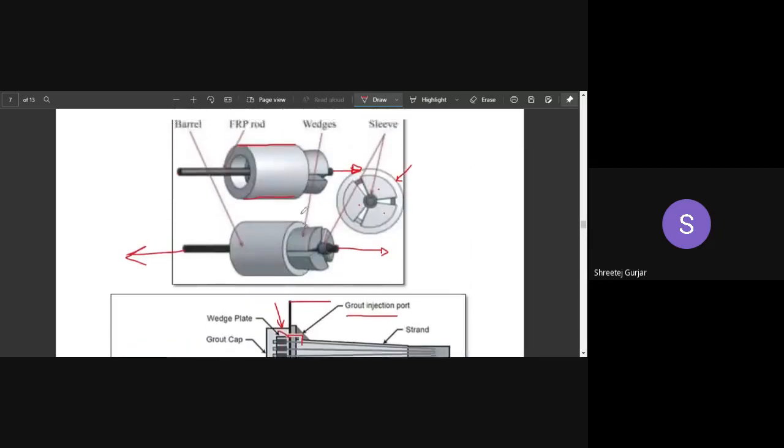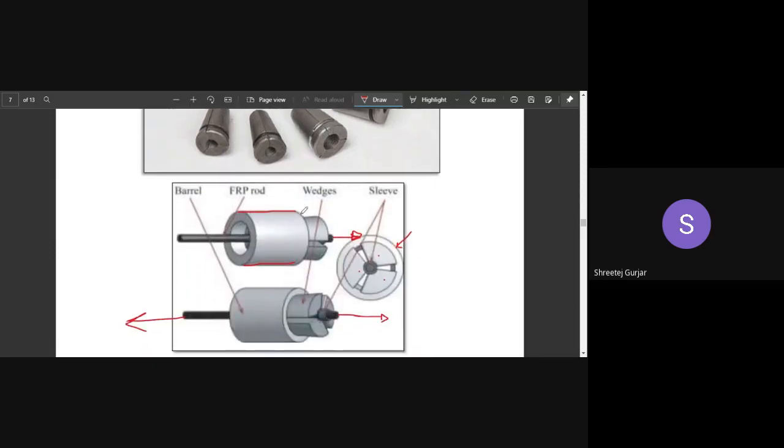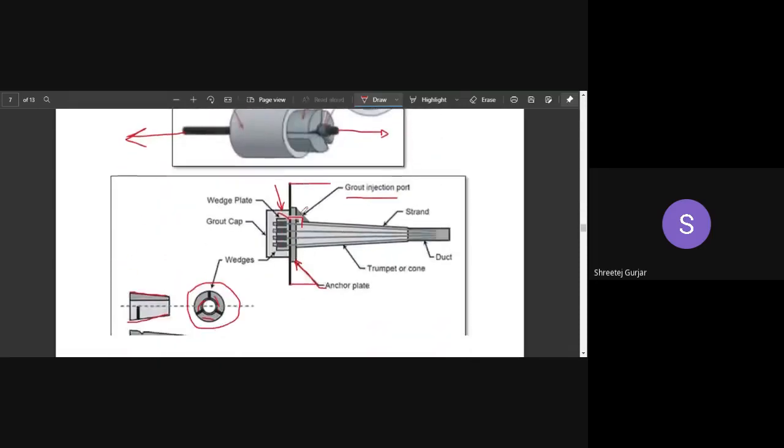So this is a general explanation of how your wedges are made, and how they hold your steel in place, or how they anchor your steel. Okay, so this is about anchorages.